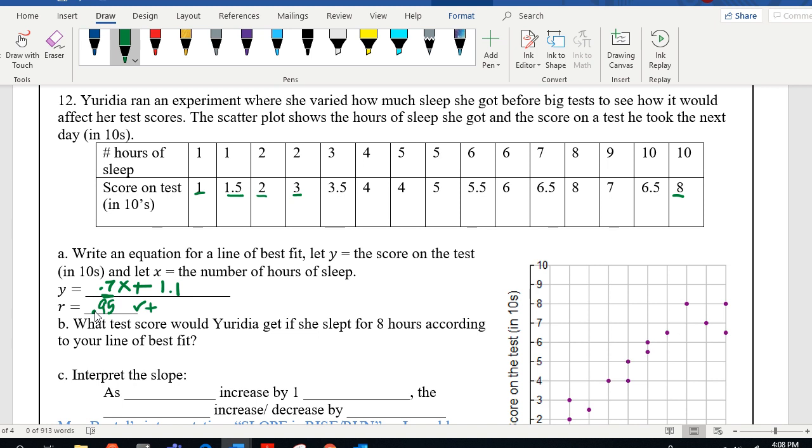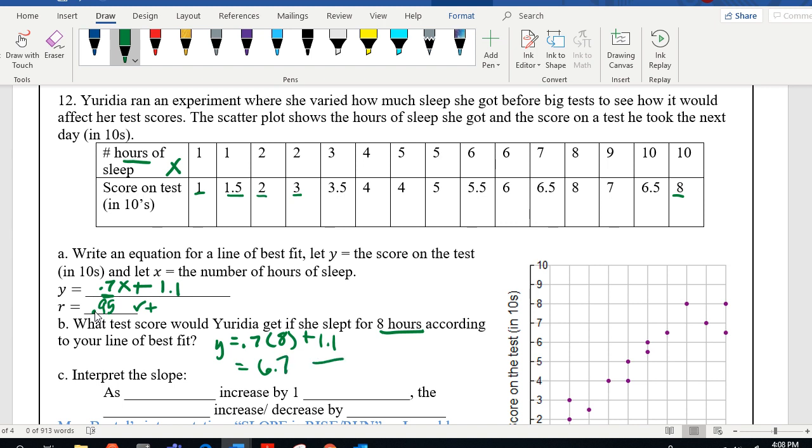What test score would she get if she slept 8 hours according to your line of best fit? So in this one, notice 8 hours. This is the hours. That is your X value. So we're going to fill in. We're going to say Y equals 0.7 times 8 plus 1.1. Now, when you put this in your calculator, you get 5.6 plus 1.1, 6.7.